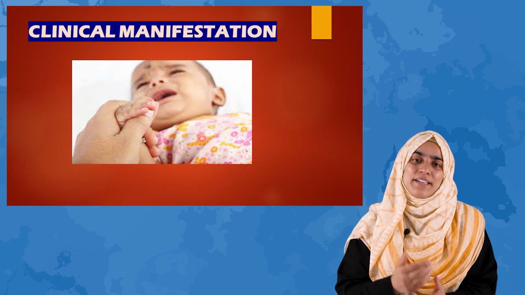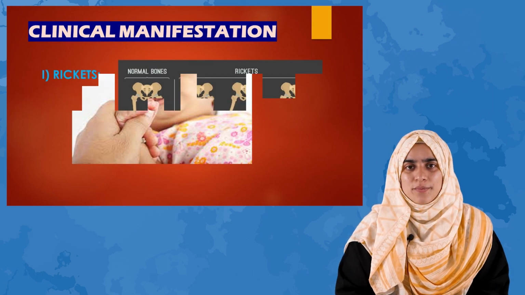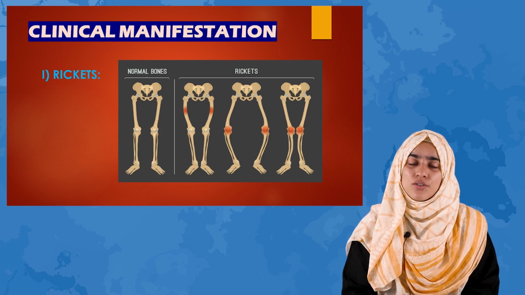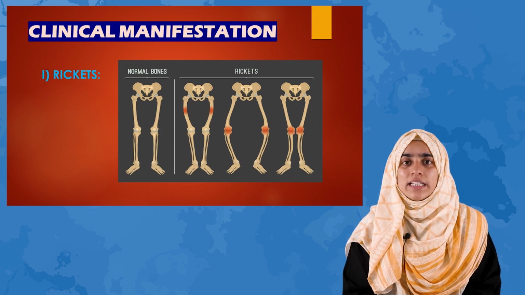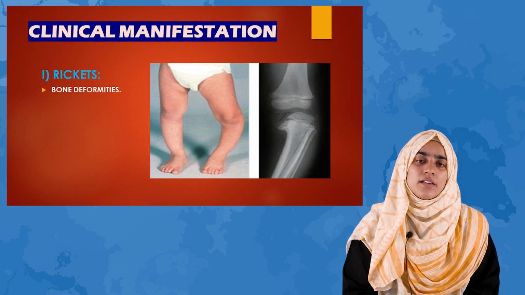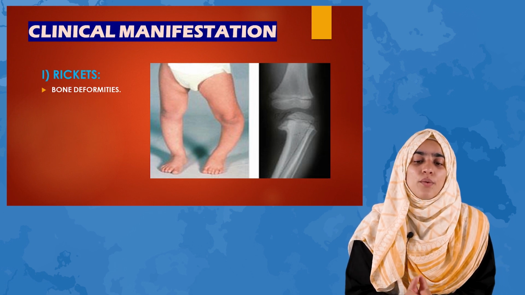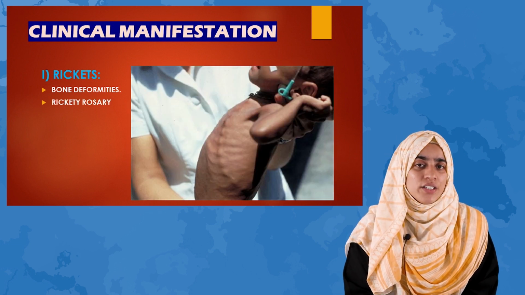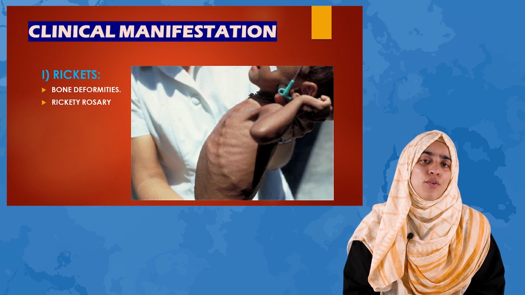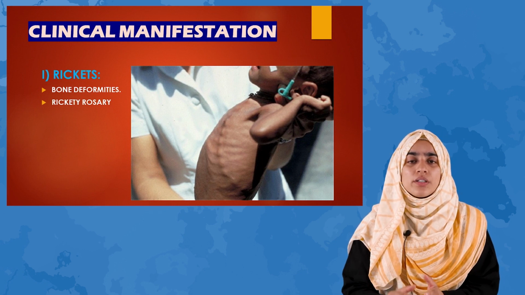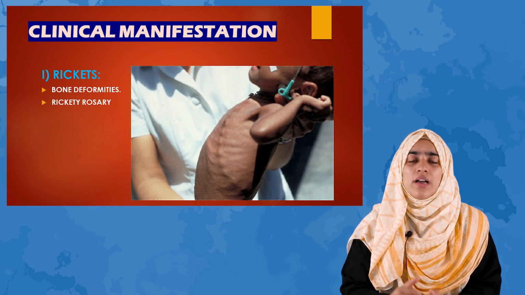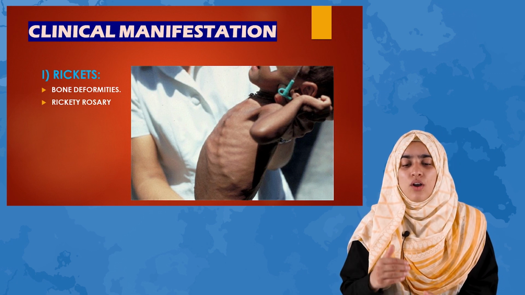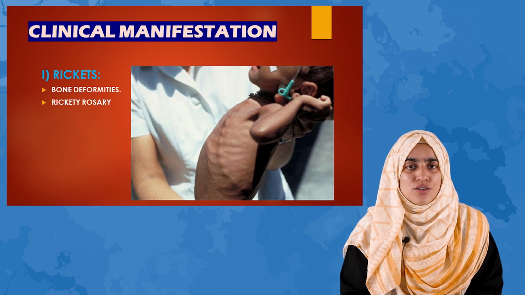Another important risk factor which may lead to the deficiency of vitamin D is the lack of sun exposure. So the clinical manifestation, the most prominent effect of vitamin D deficiency, is rickets. This rickets is characterized by bone deformities. There's a terminology called the rickety rosary. It means there is a formation of small, round, unossified areas of the skull bones, as well as beading at the osteochondral junction of the ribs.